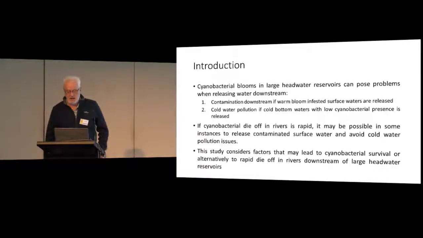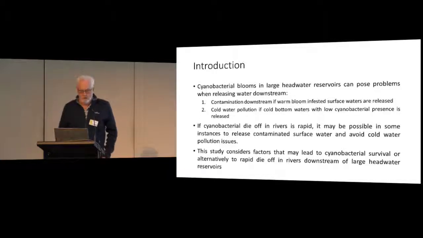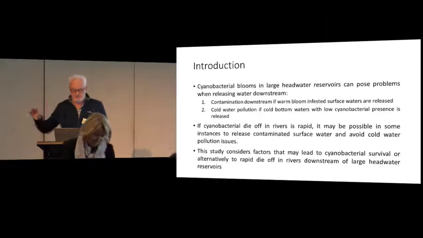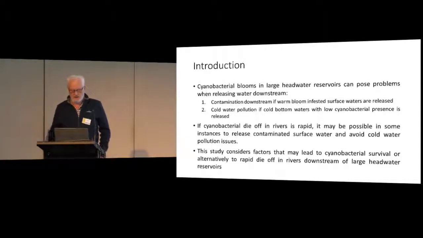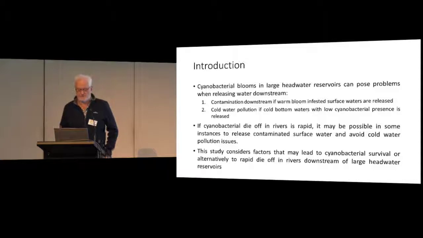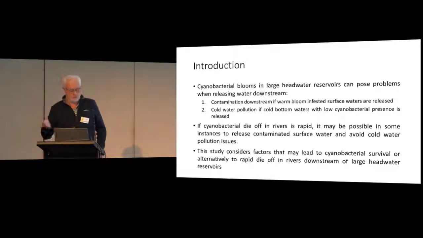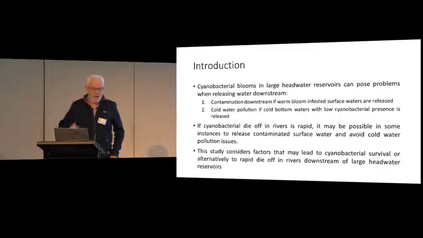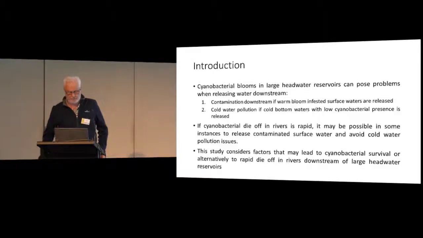Cyanobacterial blooms in large headwater reservoirs can pose problems when releasing water downstream. If you release the surface waters, you can end up with contamination downstream if the warm bloom-infested waters are released and the bloom travels downstream and contaminates the river. Alternatively, if you can select cold bottom hypolimnetic water, then you'll have low cyanobacterial presence, but you run the risk of cold water pollution downstream.